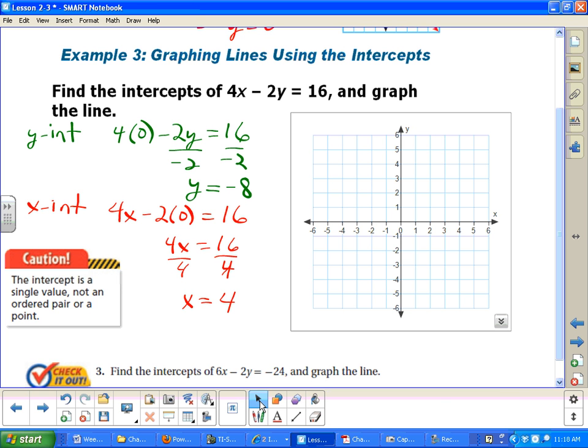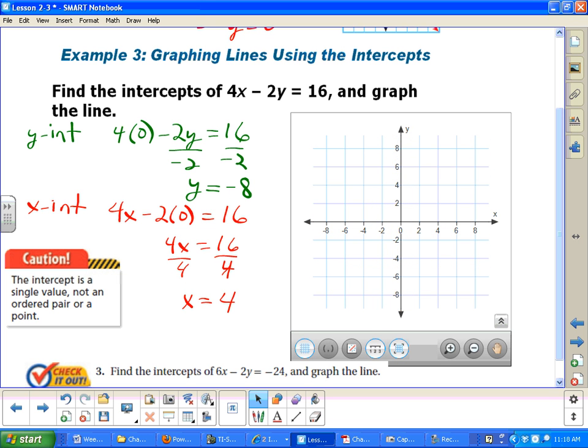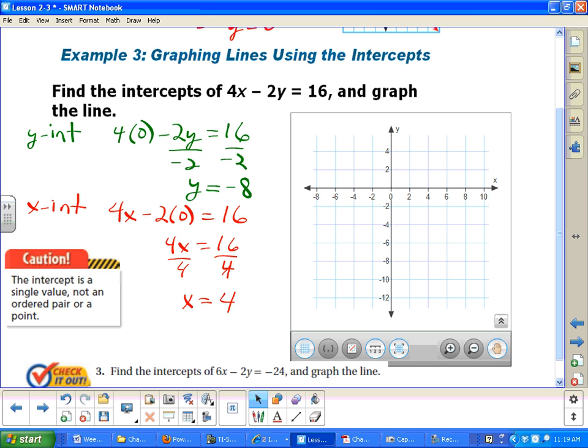All right, so we'll graph this. Y-intercept is -8. Put a dot at 0, -8. X-intercept is 4. Put a dot on the x-axis at 4, and then draw our line. I like the ease of my line drawing. They're always straight in this case.